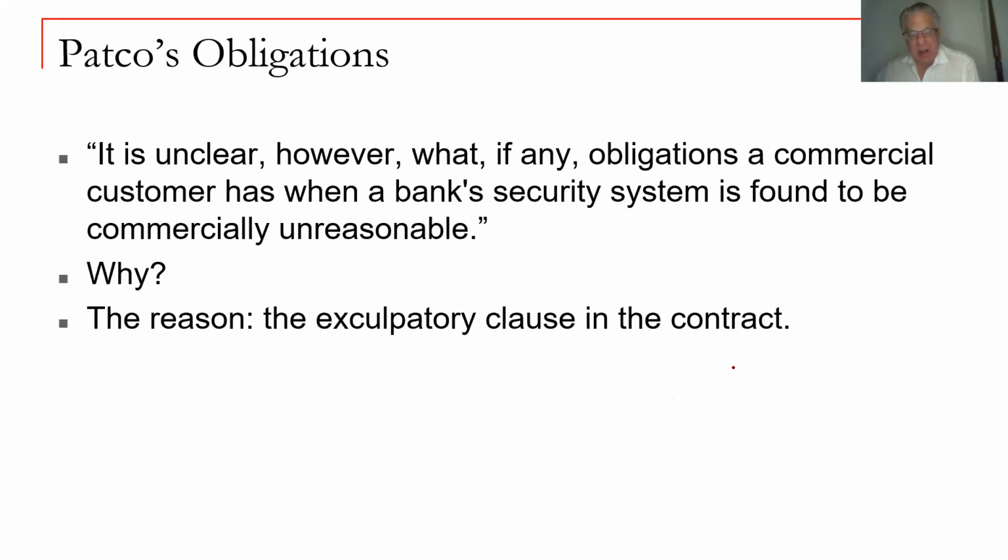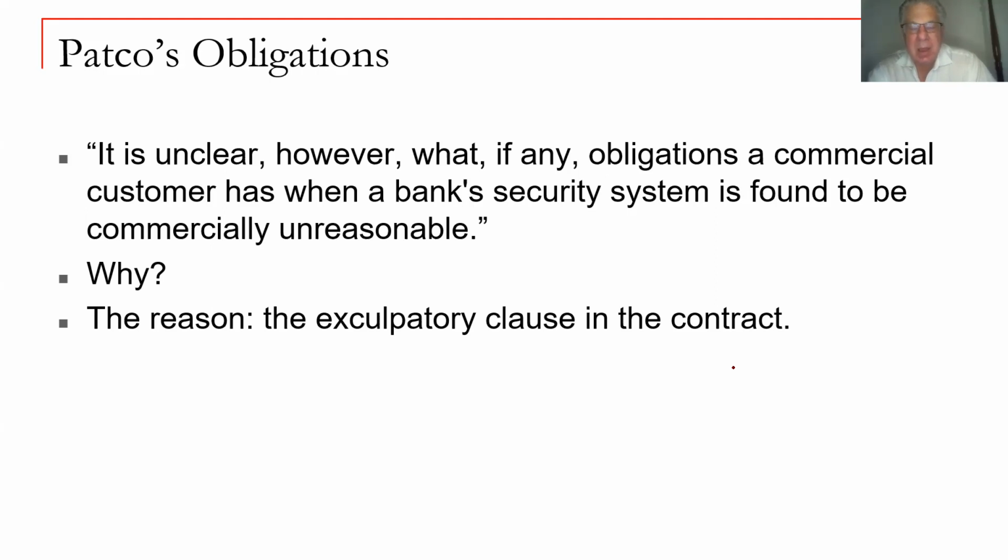And the court says, right after this, the but is, it is unclear what, if any, obligations a commercial customer has when the bank's security system is found to be commercially unreasonable. And that's all they say. Initially, you read that, like, oh, what? You read the whole case, and you figure PATCO wins. And then all of a sudden, you read this, and they don't decide that question. They said, well, we hold the system commercially unreasonable, but People's United Bank didn't proceed with commercial reasonableness. You figure they should win, but the court says not so clear, and then they stop talking.